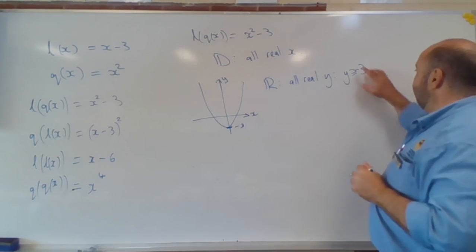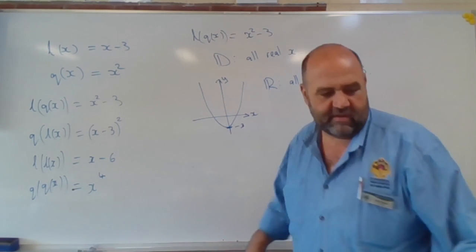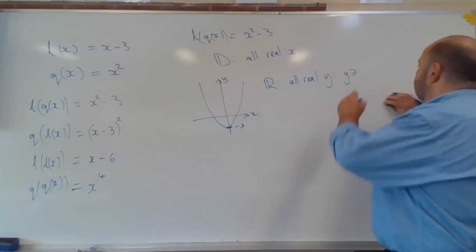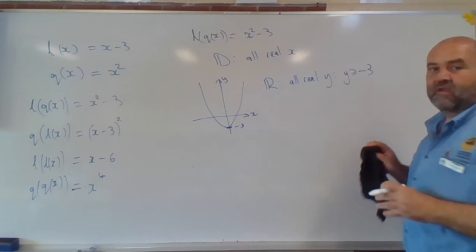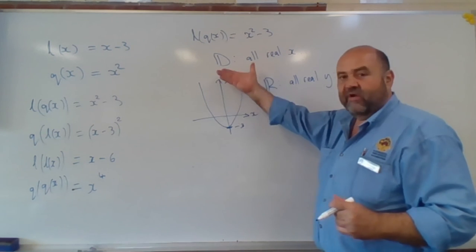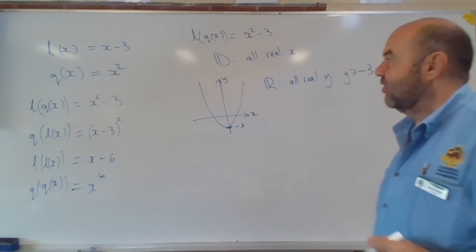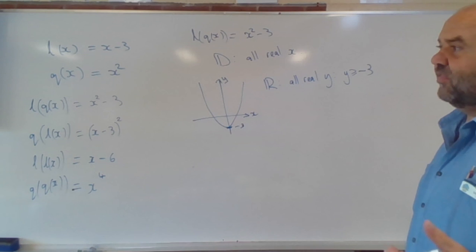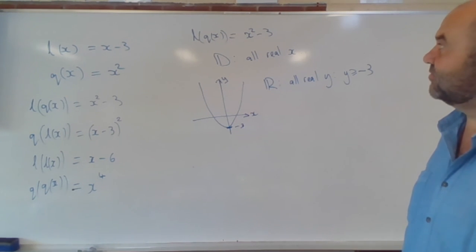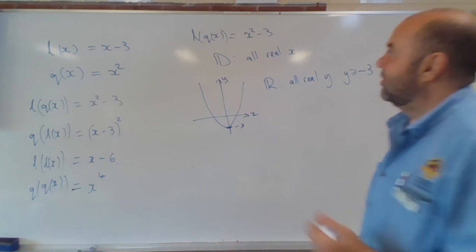I don't know if that negative came up very clearly. I'll erase that and do it a bit neater. So all real y such that y is greater than or equal to -3. Okay, that's question C, part I. So we'll label that.